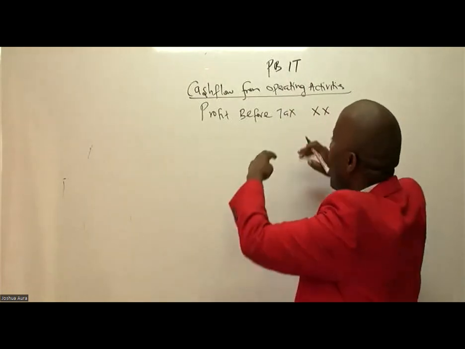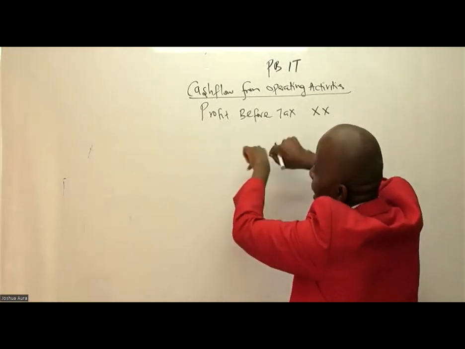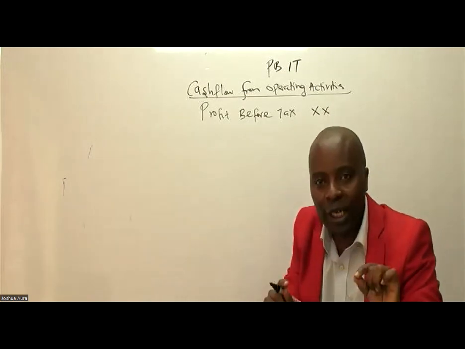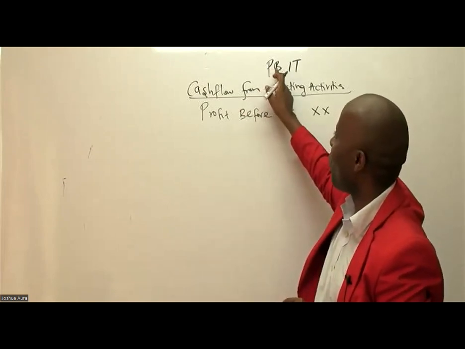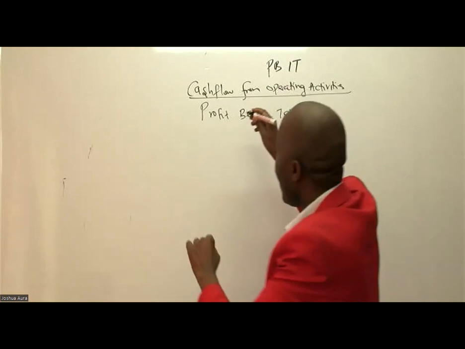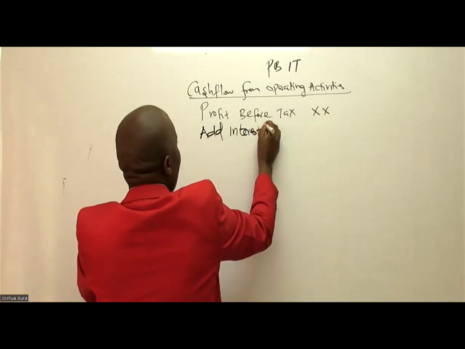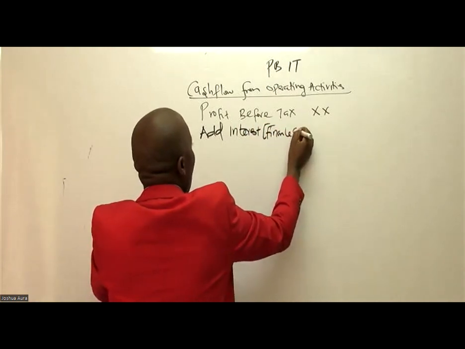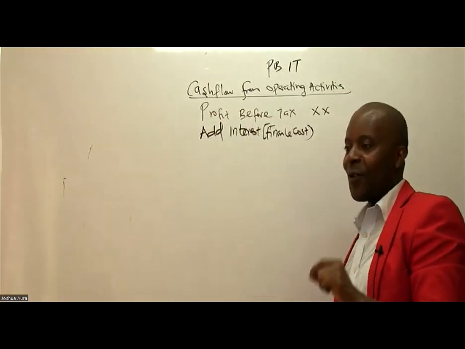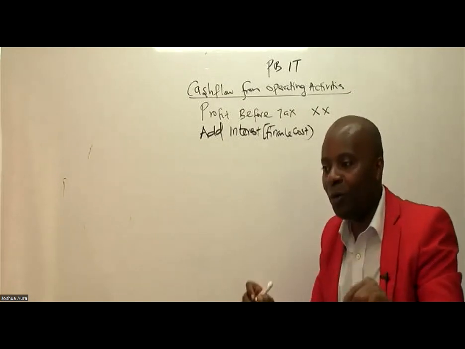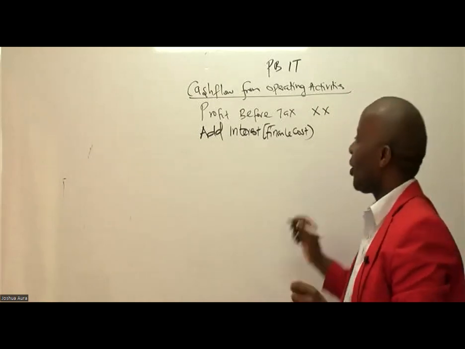Tax has not yet been adjusted, but you see they have already deducted interest, and they're not supposed to do that, because at the end of the day, what we want is to start from profit before interest and tax. So we are saying, come and add the interest for the year. In most cases nowadays, they call it the finance cost for the year, which you will get from the profit and loss statement of the company. Great, so I'm adding there.